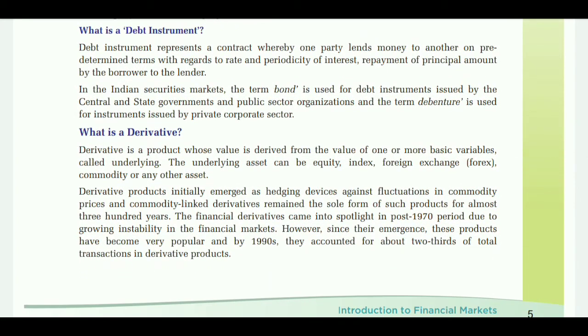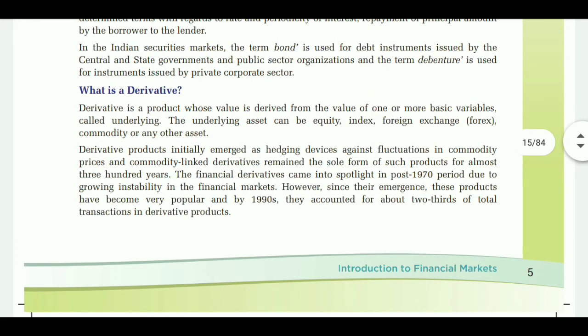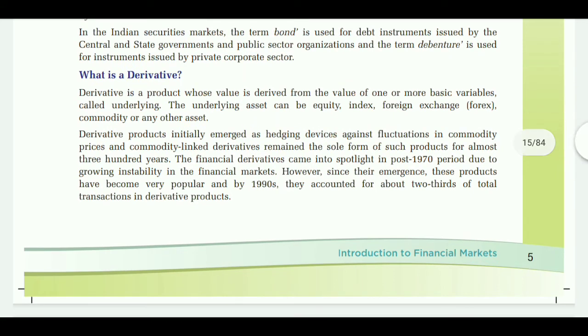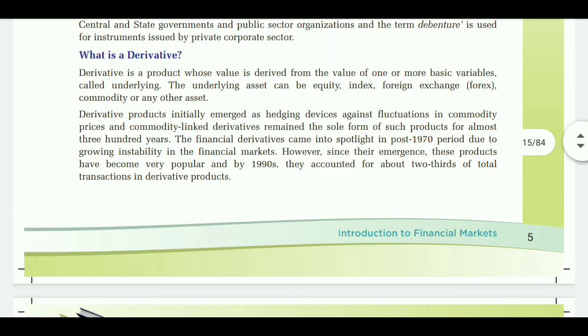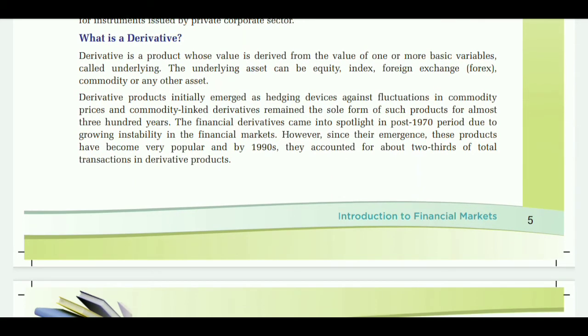What is a derivative? A derivative is a product whose value is derived from the value of one or more basic variables called underlying. The underlying asset can be equity, index, foreign exchange (forex), commodity, or any other asset. Derivative products initially emerged as a hedging device against fluctuations in commodity prices, and commodity-linked derivatives remained the sole form of such products for almost 300 years.